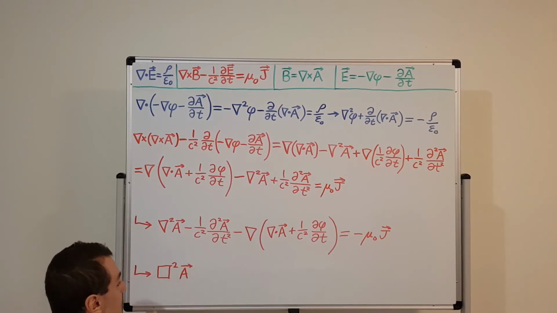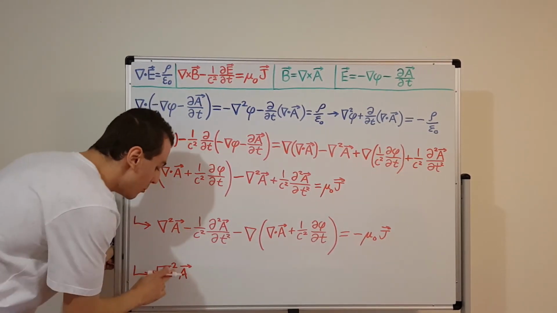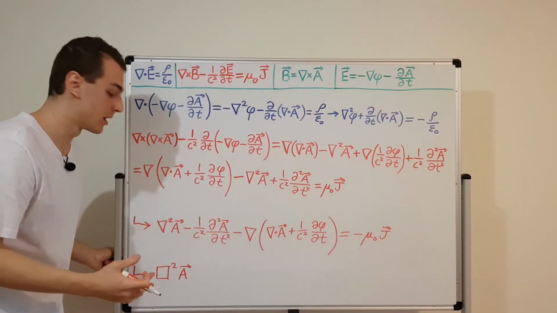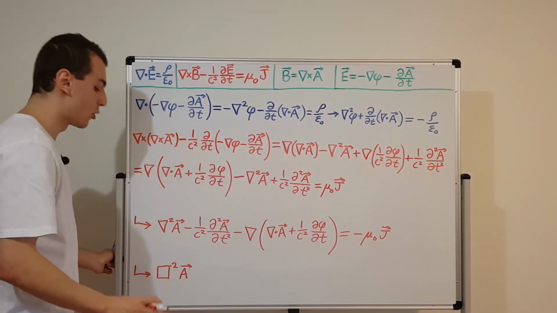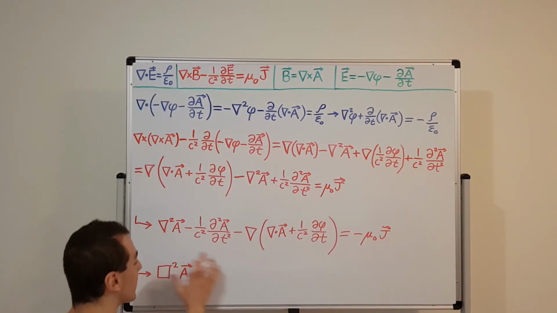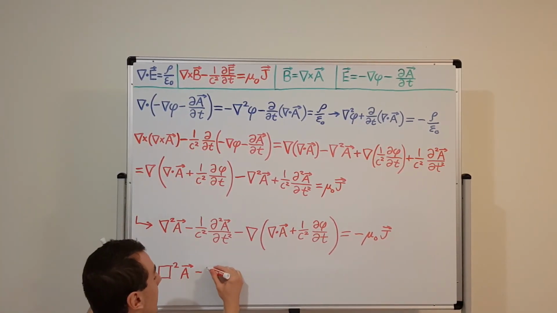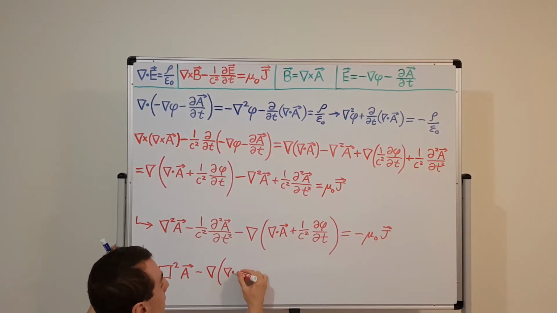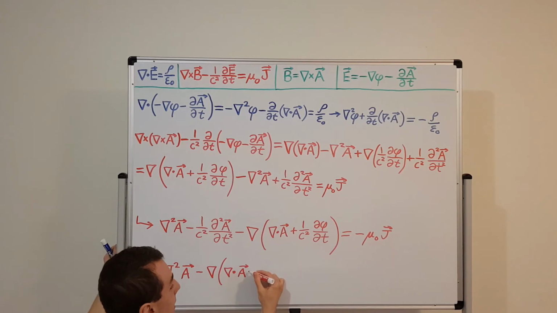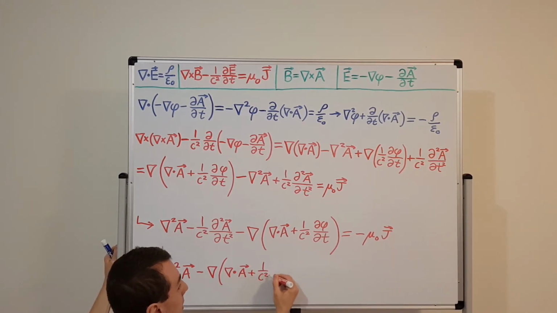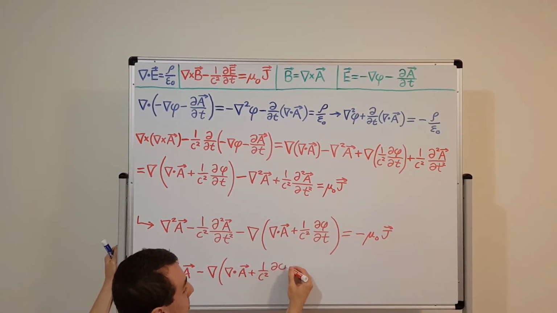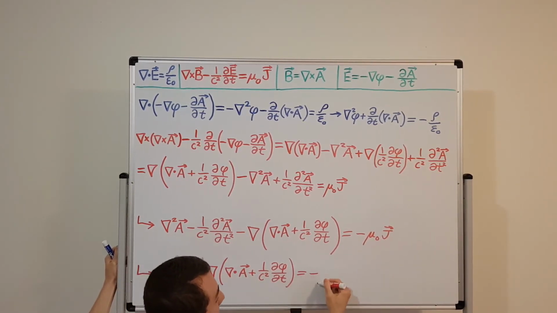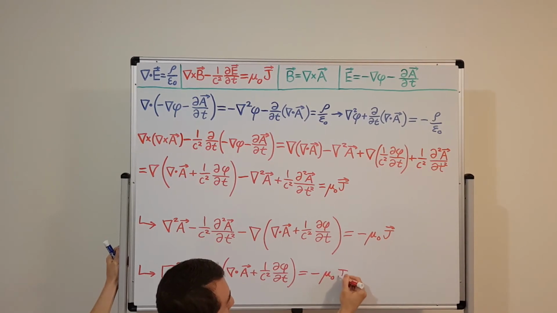I think in some of the previous videos in the electromagnetism playlist, I omitted the 2, but I mentioned that there are multiple notations that are equivalent. So some people like to put the 2, some people like to omit the 2. So what we have is the D'Alembert operator minus the gradient of this term over here. So we have the divergence of A plus 1 on c squared times the time derivative of phi, and that's equal to minus mu naught j.